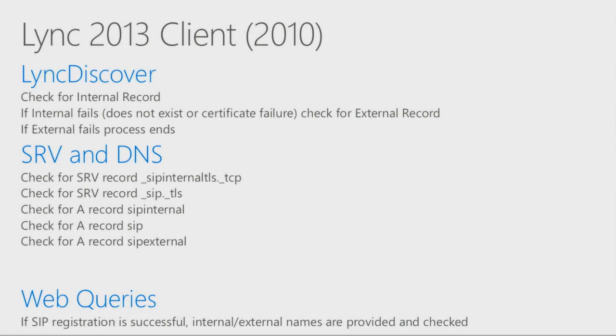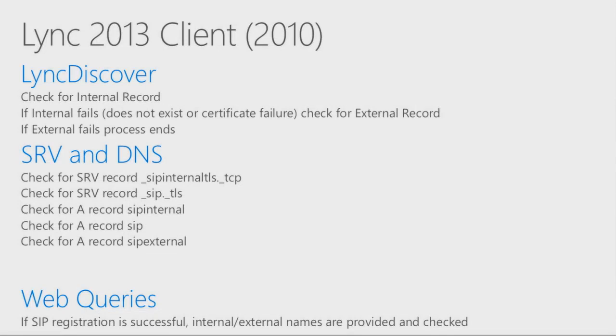Now, if that fails with the 2013 FAT client, we don't stop. We then go and say, okay, well, they don't have Lync Discover, but do they have SRV records or A records that will get me in? So we start with a SIP internal TLS here. Nope, SIP TLS. Now, it's probably going to stop there if we actually have DNS correctly configured, inside or outside, because that's going to be our record to tell us which pool to go back to and the port. 5061 internal, 443 external, right?